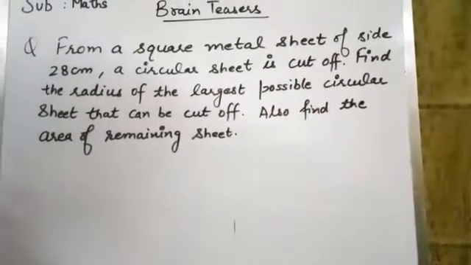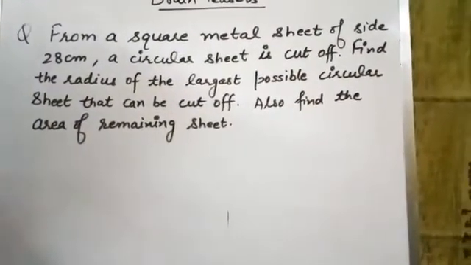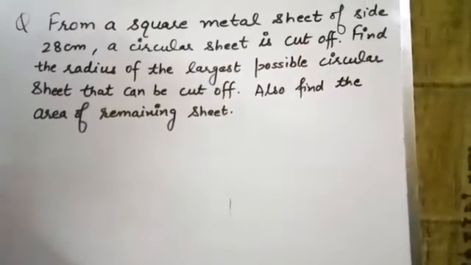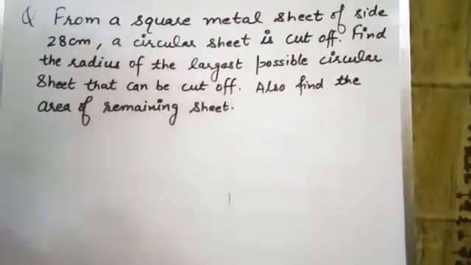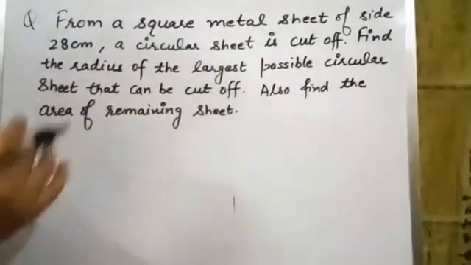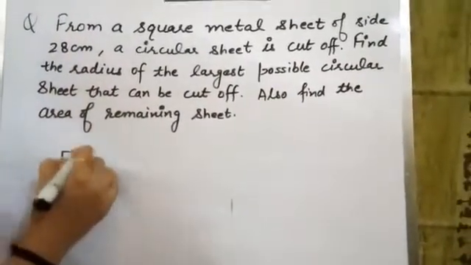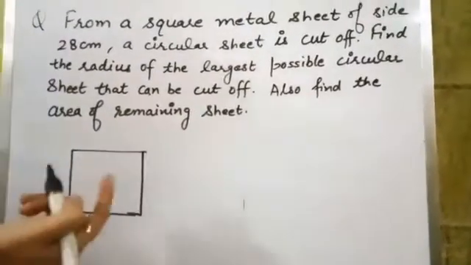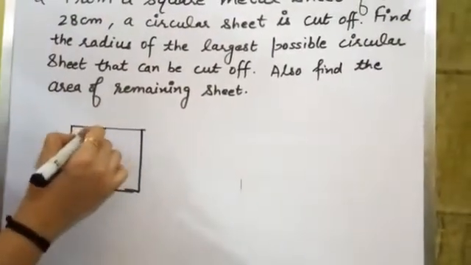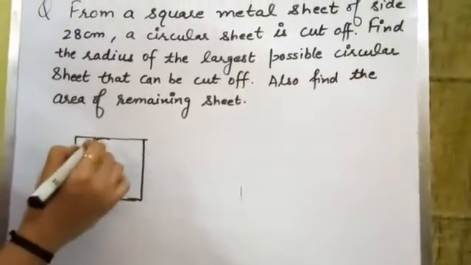Now the next question. From a square metal sheet of side 28 centimeter, a circular sheet is cut off. Find the radius of the largest possible circular sheet that can be cut off, and also find the area of the remaining sheet. This is a square sheet in which a circular sheet is cut off. The maximum part we will take.